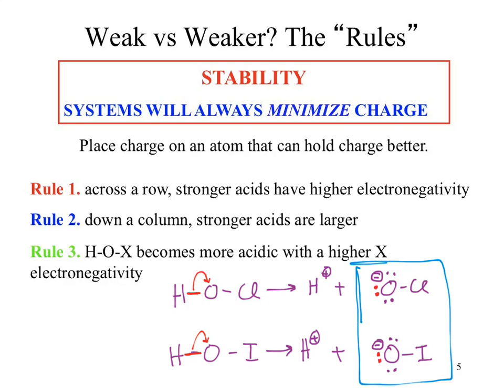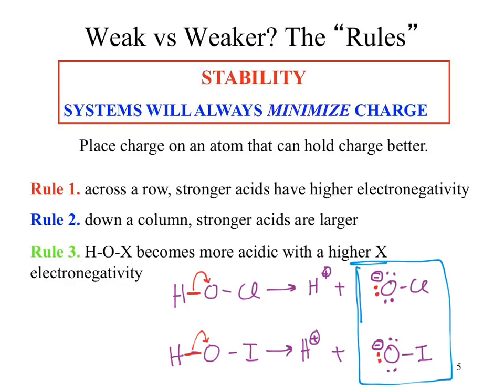What does rule 2 say? Down a column. Look where the charge is held. Where is it on? Or what atom is it on? Oxygen. Is there a difference in size between oxygen and oxygen? No. All of our rules so far have become useless. We can move to rule number 3. Rule number 3 says if X becomes more electronegative, we get a stronger acid. What's the more electronegative element here? Cl or I? Cl. Which one's the stronger acid?